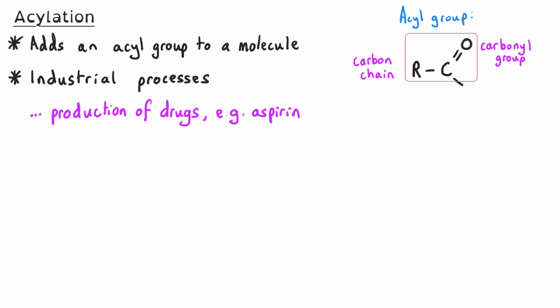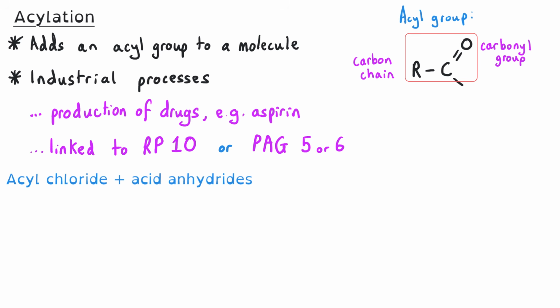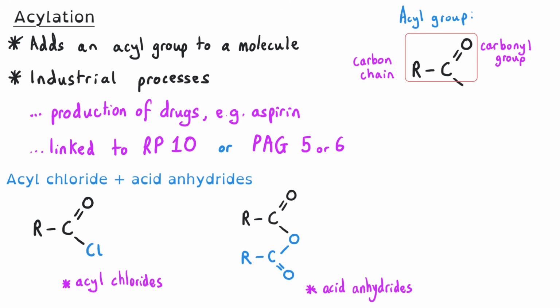It's likely for your assessed practical work, such as one of the required practicals, that you might be required to carry out the acylation as part of a preparation of an organic substance. The two most common ways of introducing an acyl group into a molecule are using a reagent that is either an acyl chloride or an acid anhydride.